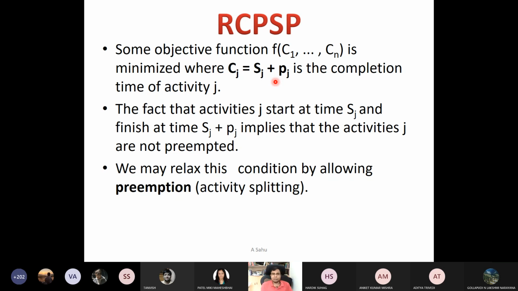The fact that activity j starts at time sj and finishes at time sj plus pj implies that activity j is not preempted. Whenever I say sj plus pj, it means activity j is not preempted. If you want to relax this, we may relax these conditions by allowing preemptions and activity splitting. That can be done in a different way. So we can correlate this problem to our regular problem. This is the resource constrained project scheduling problem.